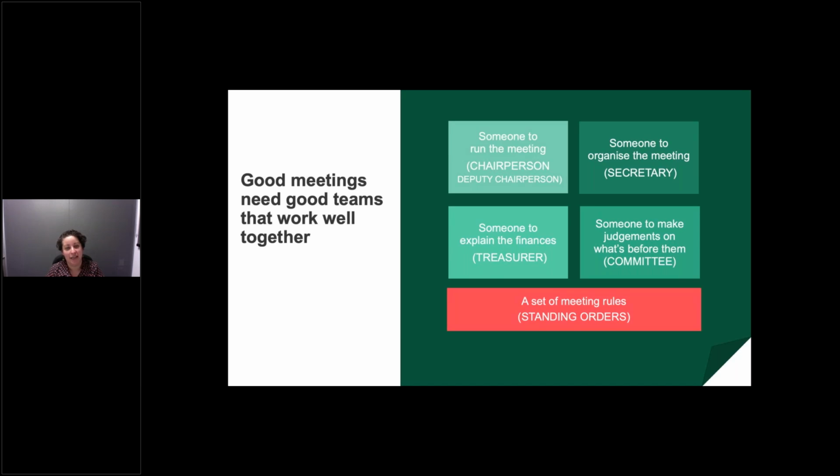It's really clear and makes it easier to keep people on track and help people have that kind of confidence that it isn't personal, that it really is about the standing orders or the process. So we'll talk a little bit about them in one of the later slides.